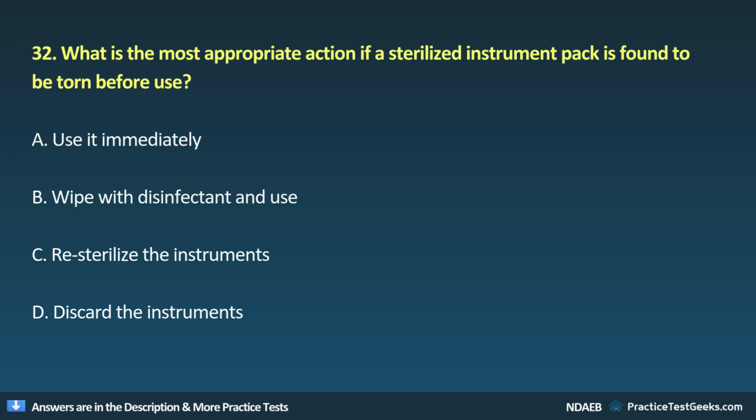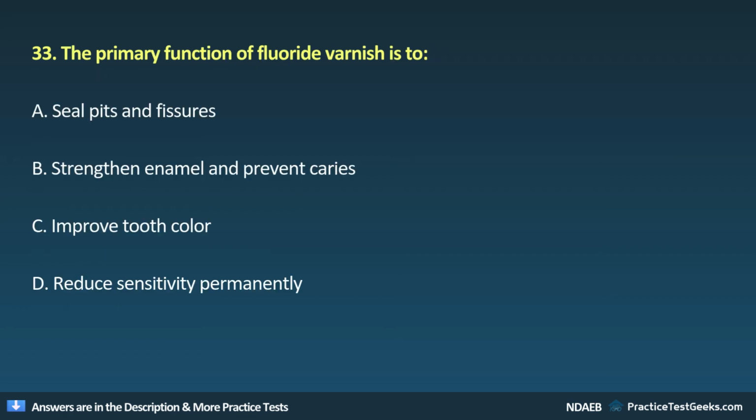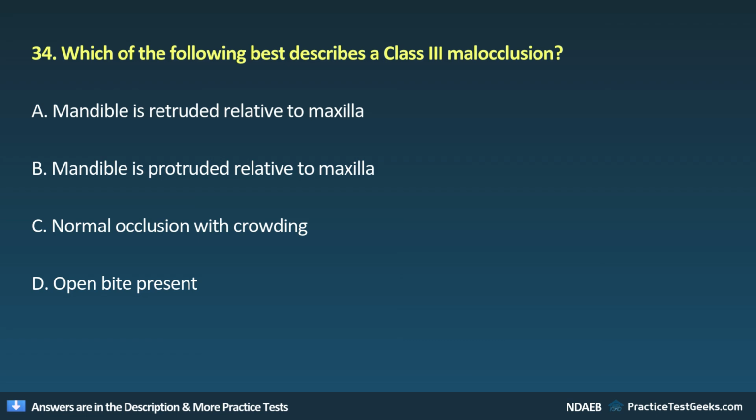Discard the instruments. 33. The primary function of fluoride varnish is to A. Seal pits and fissures. B. Strengthen enamel and prevent caries. C. Improve tooth color. D. Reduce sensitivity permanently.